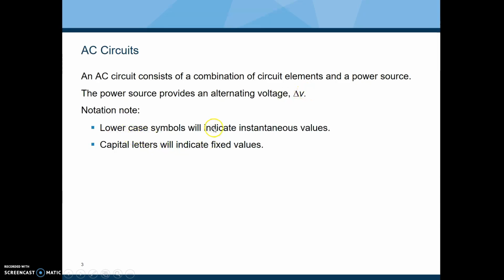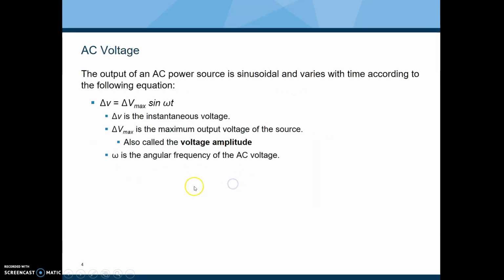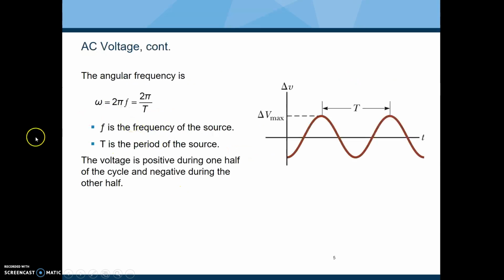Notation: lowercase symbols will indicate instantaneous values, capital letters will indicate fixed values. The output of an AC power source is sinusoidal and varies with time according to the following equation: v = Vmax sin omega t, where v is the instantaneous voltage and Vmax is the maximum output voltage across the source. It is also called the voltage amplitude. Omega is the angular frequency of the AC voltage.